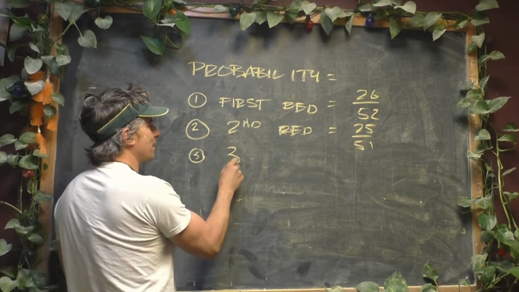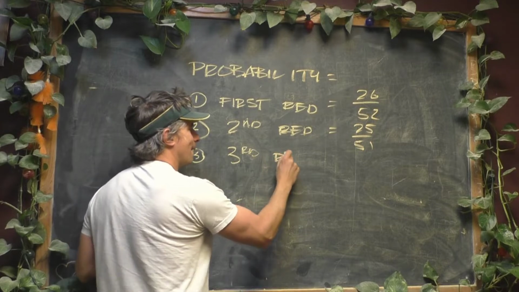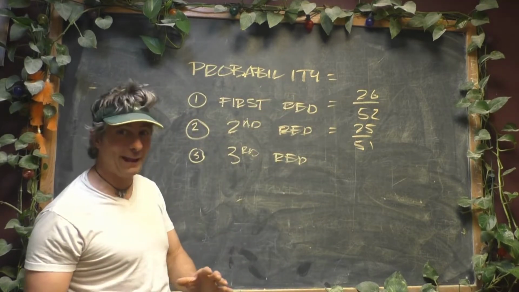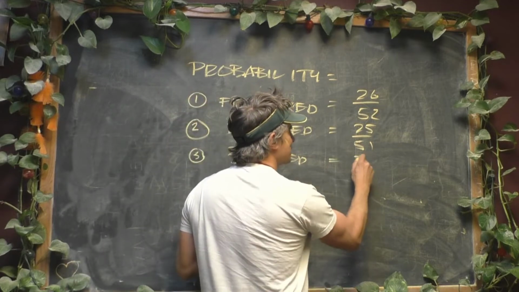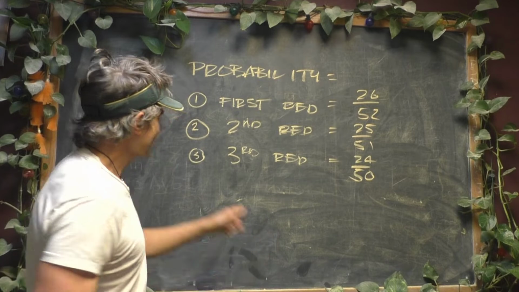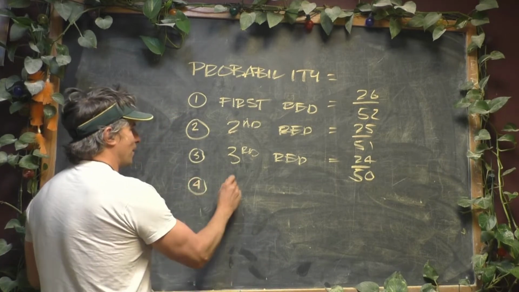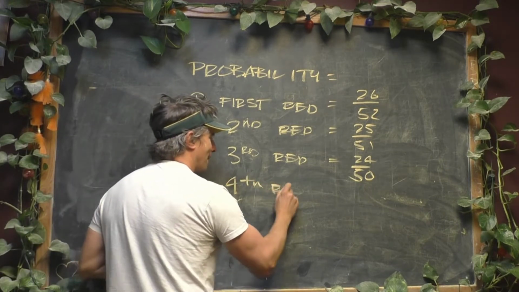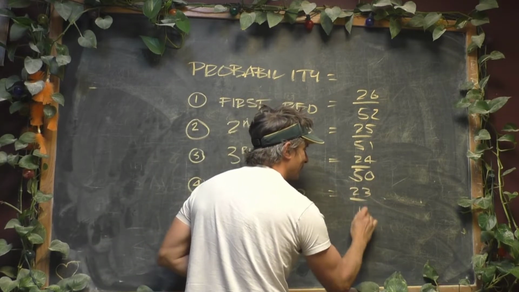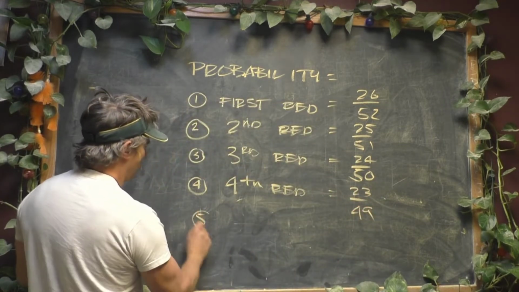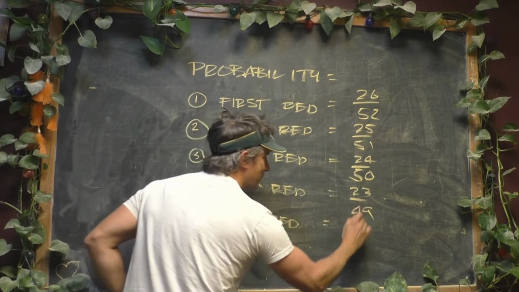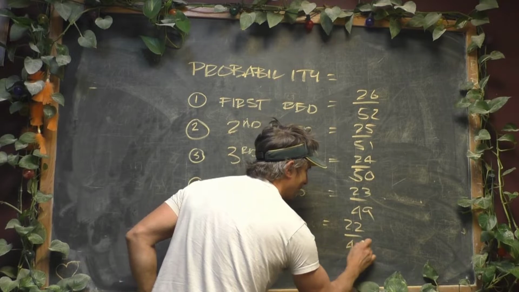The third card being red, assuming that the first 2 were already red, hopefully you see what's going to happen now, it's going to be 24 out of 50. The fourth card being red is going to go down again, 23 out of 49. And the fifth card being red is going to be 22 out of 48.